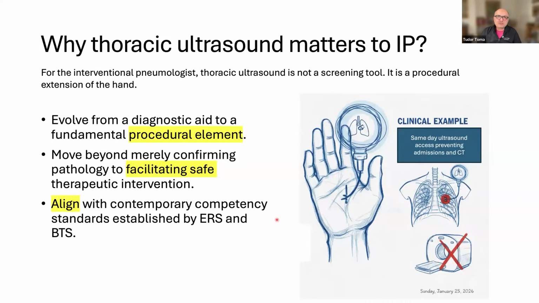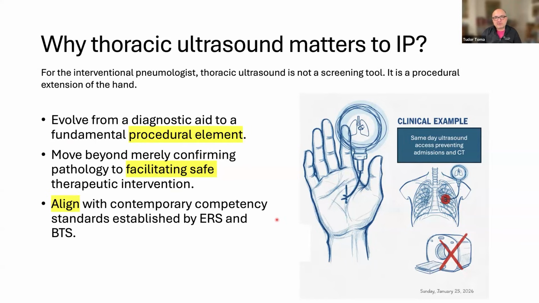Well, let's look a little bit at why thoracic ultrasound matters to interventional pulmonology. Nowadays, because the devices are easy to use, cheap and pocket size, a lot of specialties are using thoracic ultrasound. So it's not only for respiratory doctors. The renal doctors are using it to check the water content of the lungs. The emergency doctors are using it for rapid diagnosis and so on.